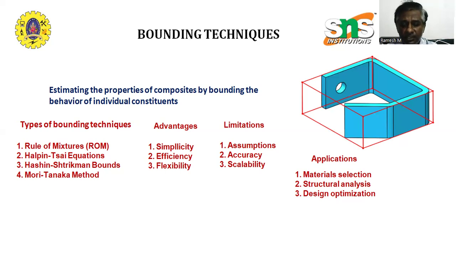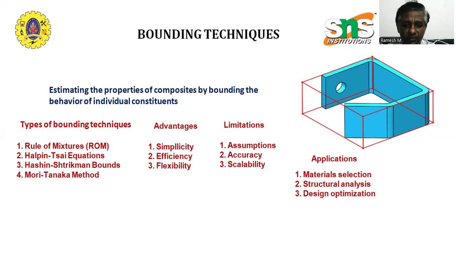So, what are the bounding techniques? In composite materials, it involves estimating the properties of composites by bounding the behavior of individual constituents. These techniques are used to predict the elastic, thermal, and electrical properties of composites. So bounding techniques are used to predict the elastic, thermal, and electrical properties of the composites. What are the types of bounding techniques available? These are very important in this topic.